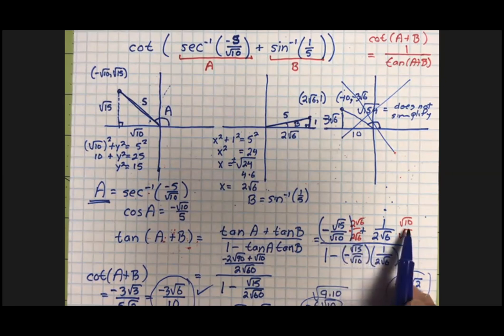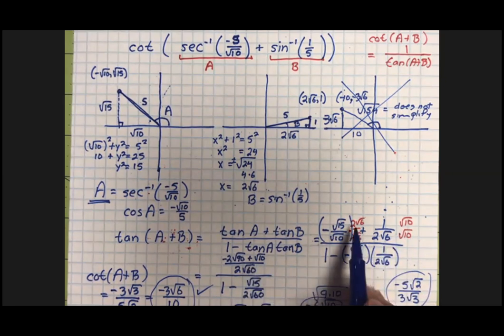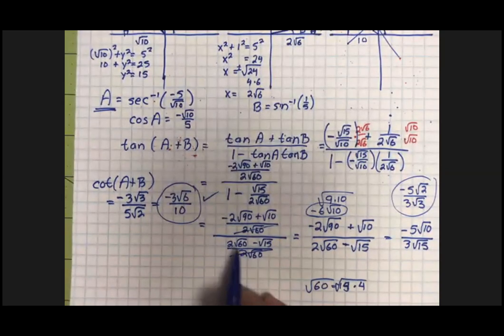I got the common denominators. Root 10 minus 2 root 90, 2 root 60. I got common denominators downstairs. Minus 15, 2 root 60. 2 root 60 over 2 root 60. I'm checking down here.